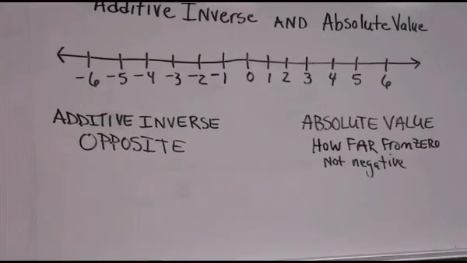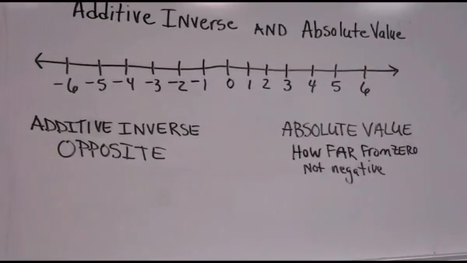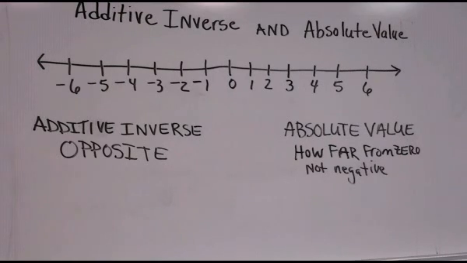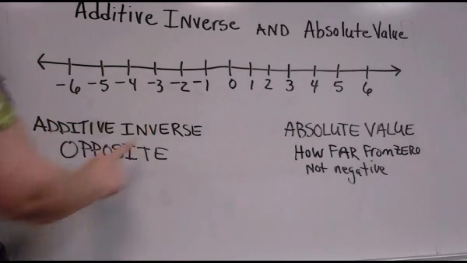Absolute value and additive inverse. Both of these concepts have to do with a number line, but they're very different and they're easy to confuse. So make sure you're really thinking which one is which. Additive inverse is a big fancy math word for opposite.